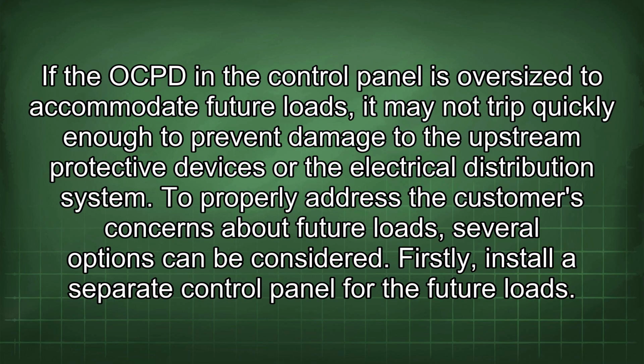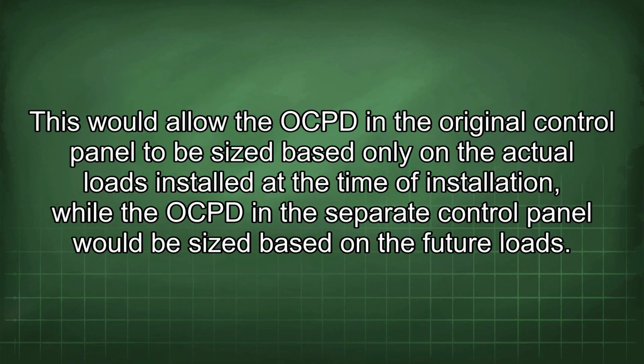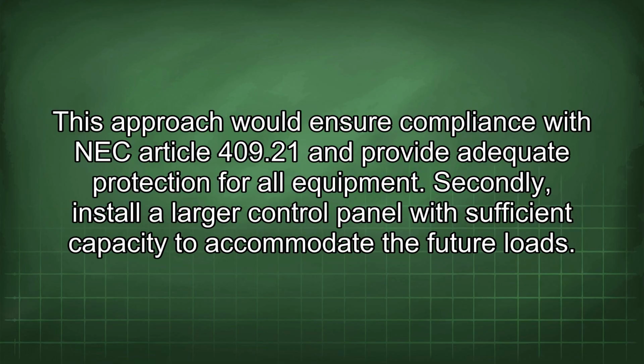To properly address the customer's concerns about future loads, several options can be considered. Firstly, install a separate control panel for the future loads. This would allow the OCP in the original control panel to be sized based only on the actual loads installed at the time of installation, while the OCP in the separate control panel would be sized based on the future loads. This approach would ensure compliance with NEC Article 409.21 and provide adequate protection for all equipment.